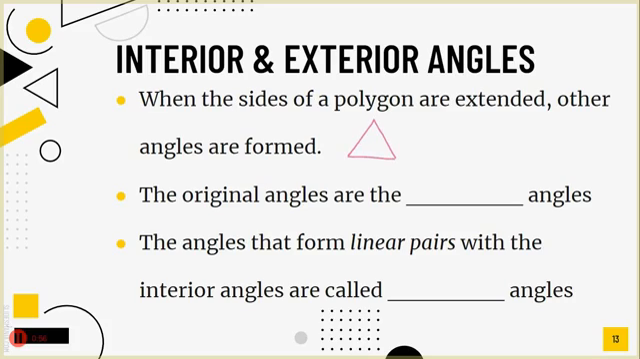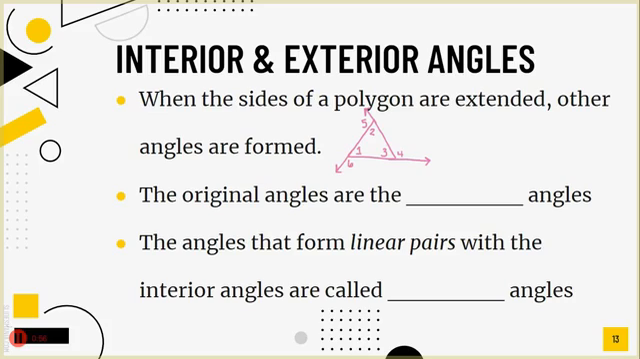So right now I have angles inside my triangle. I have angle 1, angle 2, and angle 3. If I decide to extend one of the sides of my polygon, I have now created another angle. I have created a fourth angle. Again, if I extend this side, I have now created a fifth angle. And if I were to extend the third side, I have now created a sixth angle.